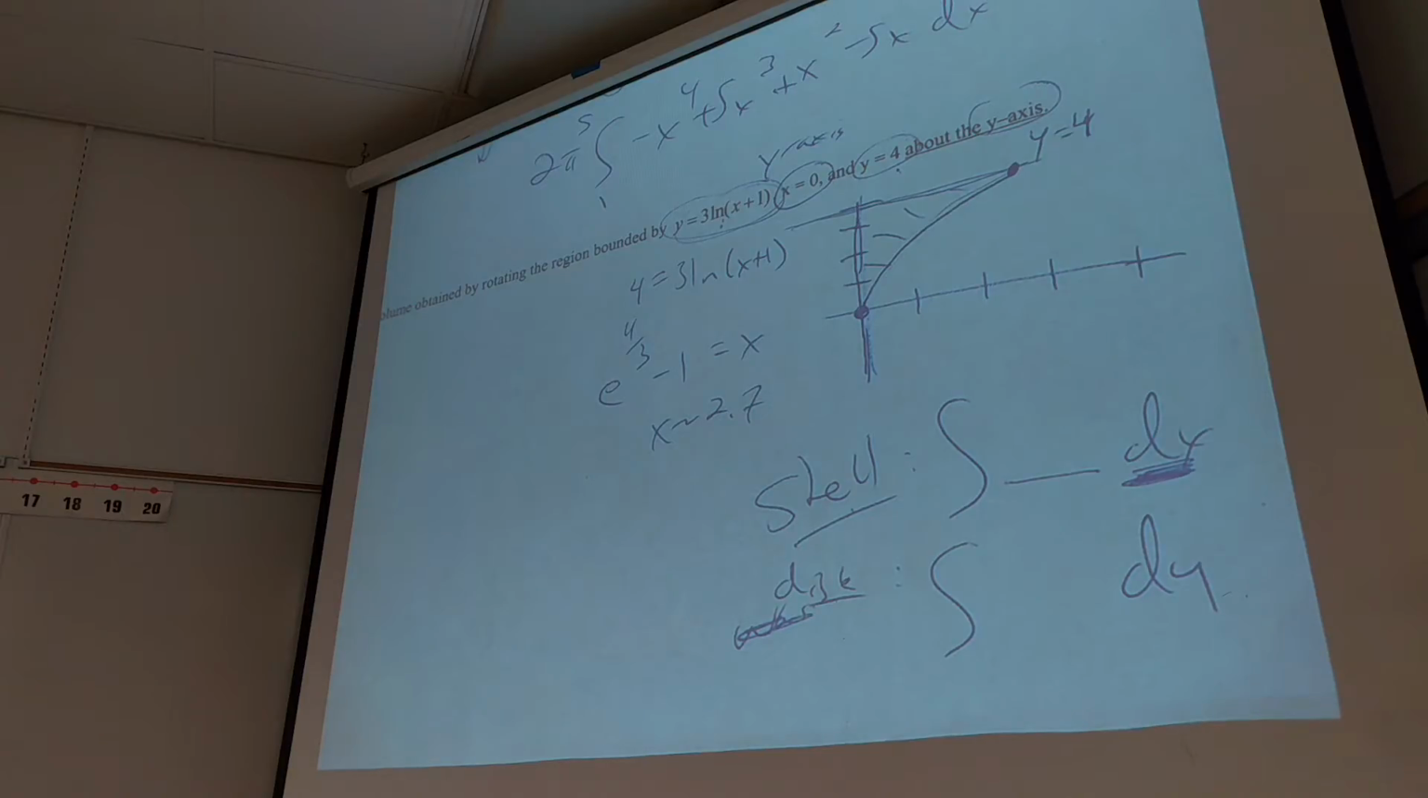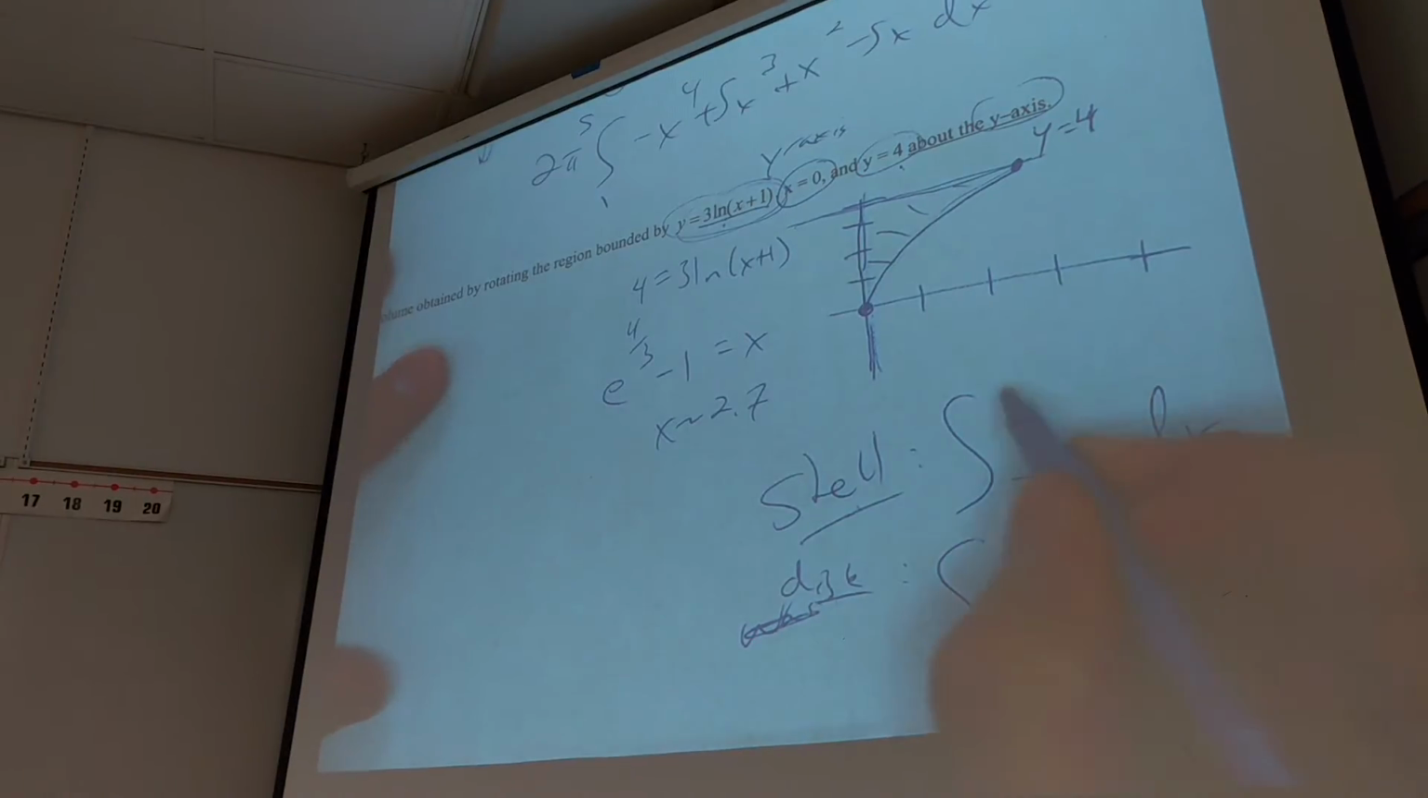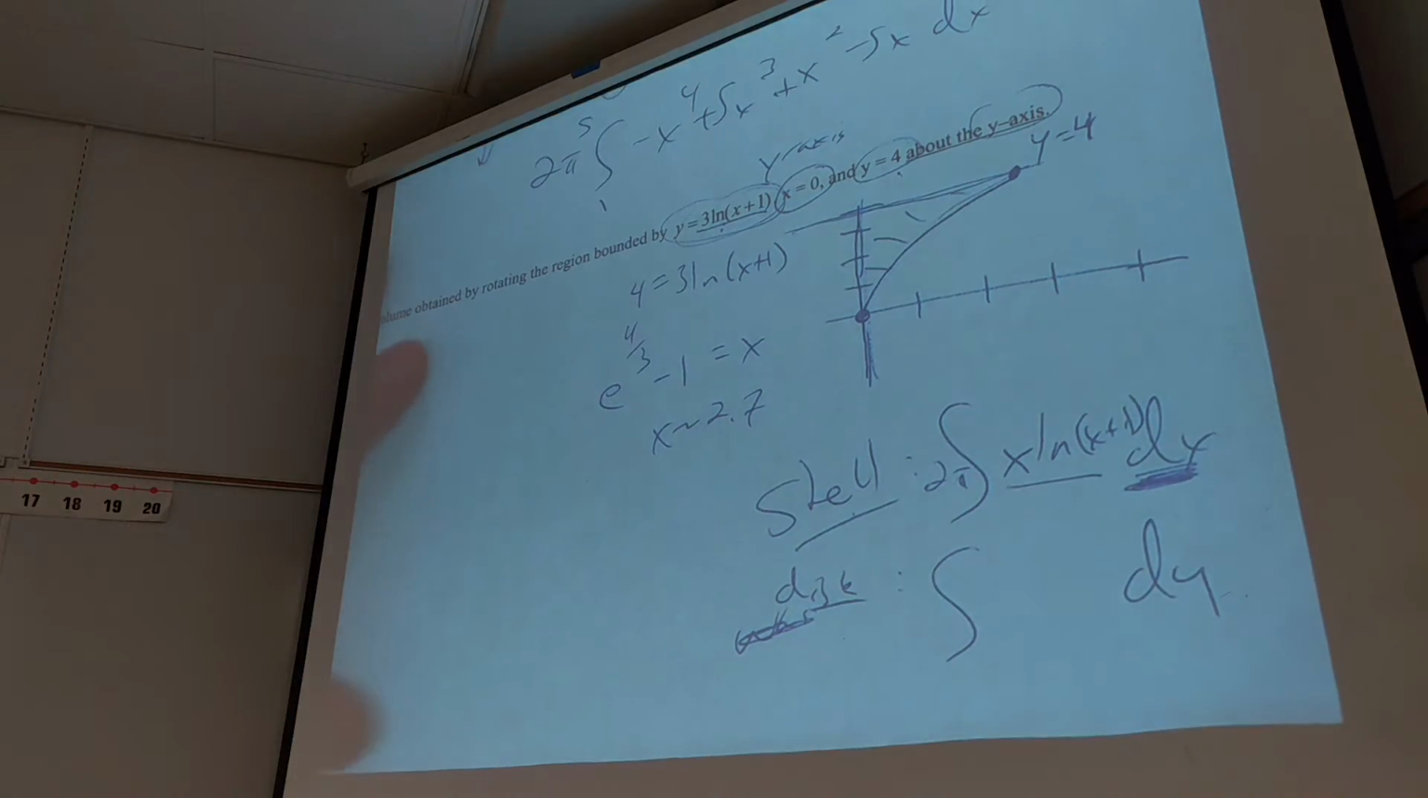So if I wanted to use shells, I'd have to leave this the way it is. And shell method is basically 2 pi r. R would be x ln x. So it's even worse than what I was saying. Just because somebody remembered I told you what the integral of ln was. Well, what's the integral of x ln x? You definitely don't know.